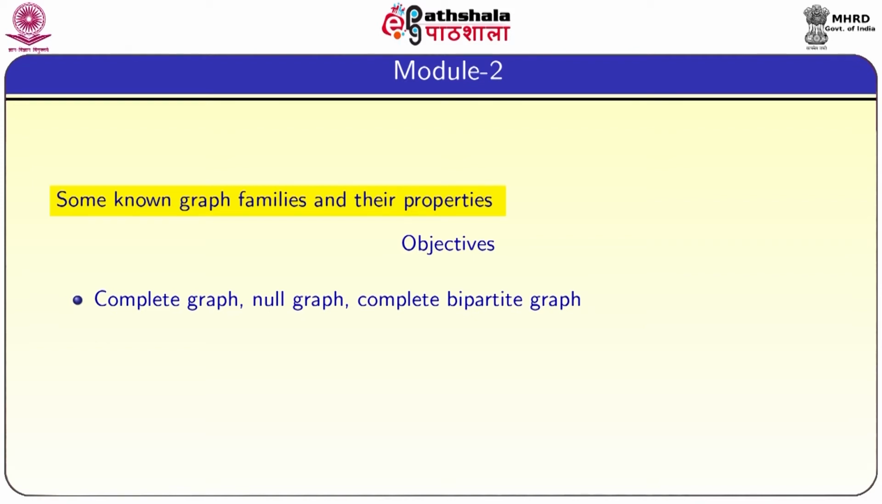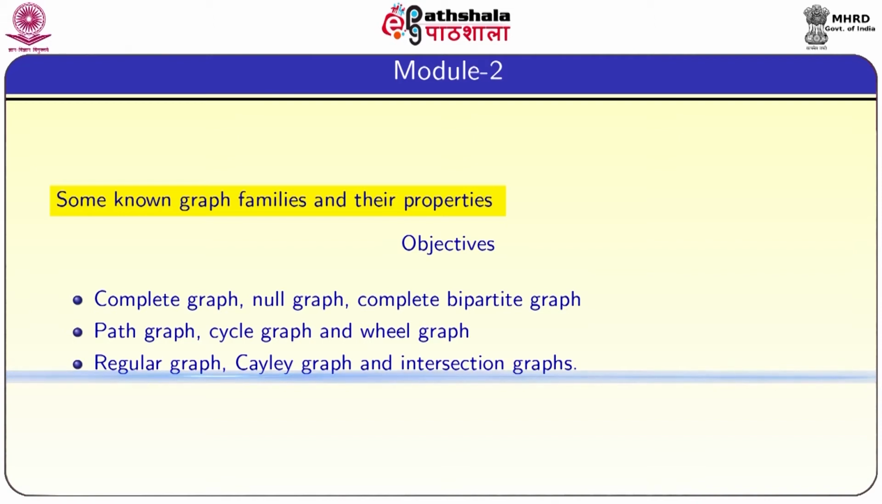The objectives of this module are: we are going to discuss different graphs like complete graph, null graph, complete bipartite graph, path graph, cycle graph and wheel graph, regular graphs, Cayley graphs and intersection graphs.